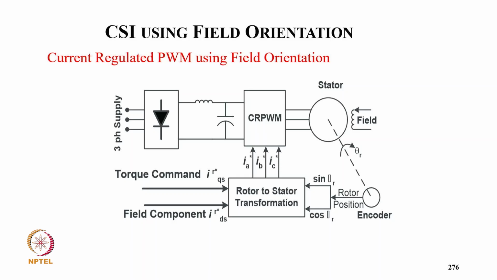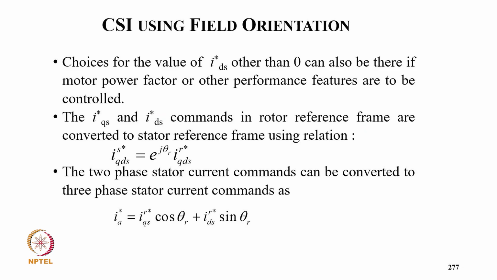So we have a torque command and field current command, reference current, and we have a position, and then we get a reference current for the current regulated pulse-width-modulated voltage source inverter, and the field current we control separately. So the choice is for the value of IDS star that 0 can be there. There is the motor power factor or other performance features to control.